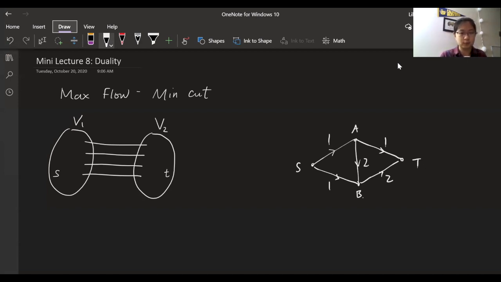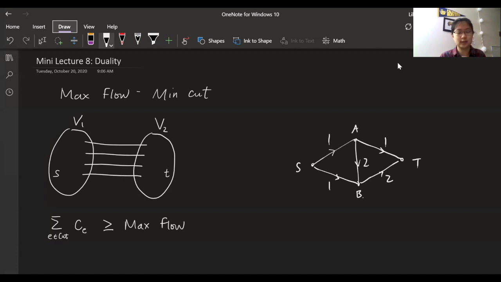So what we derived here is that if you take all the cross edges in the cut, and you take the sum of all of their capacities, denoted by C, of these edges, this has to be greater than or equal to our max flow.